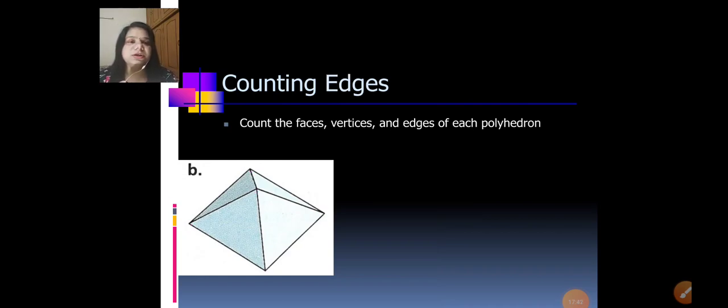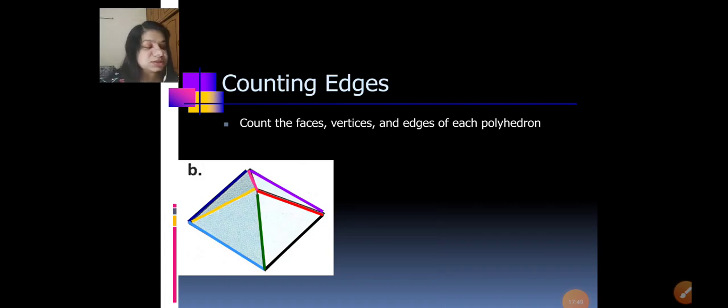Now just count the number of edges. Let's count: 2, 3, 4, 5, 6, 7 and 8. So you can check, it is a square pyramid. The square base has 4 sides, so 4 edges are with the base and 4 with the lateral faces. Okay, so 4 plus 4 is 8. So a square pyramid has 8 edges.